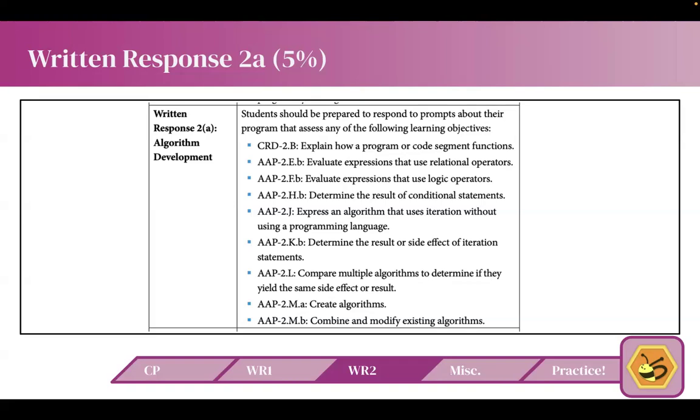Not a problem. Okay. 2.j. Let me take a look. Express an algorithm that uses iteration without using a program. Ah, gotcha. Okay. Yes. All that means is writing your algorithm in English. So saying in detailed steps, how could I read this explanation and then be able to write the code afterwards in any language? Does that make sense?